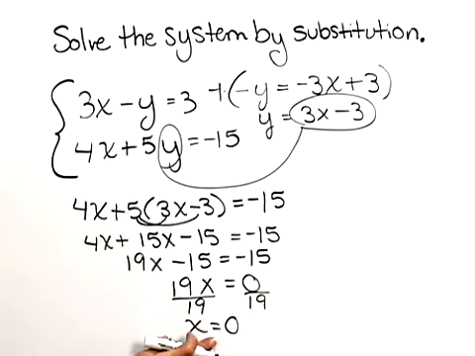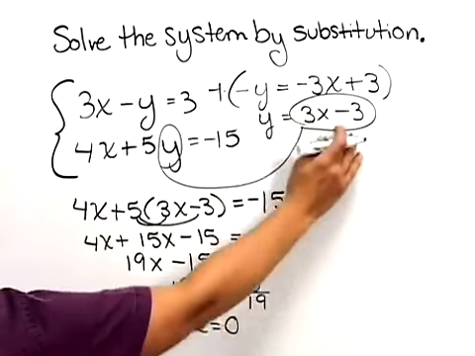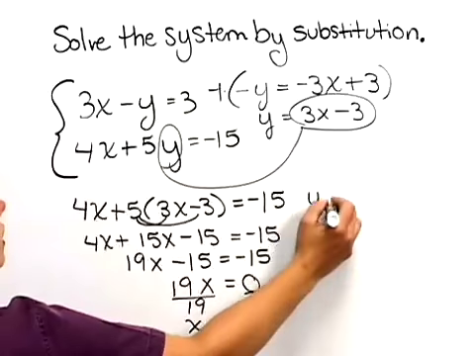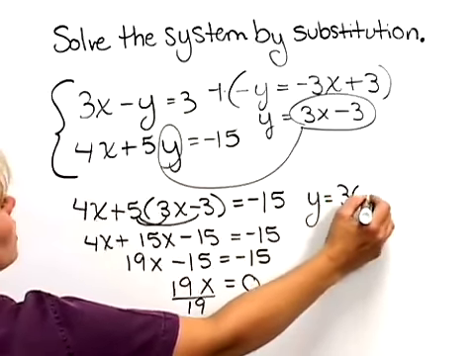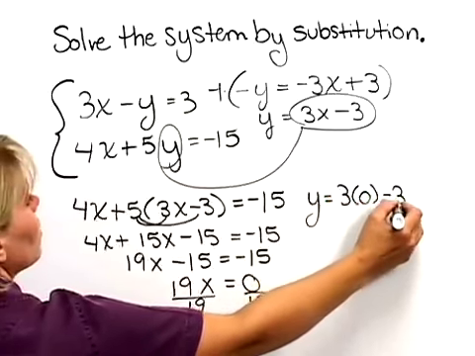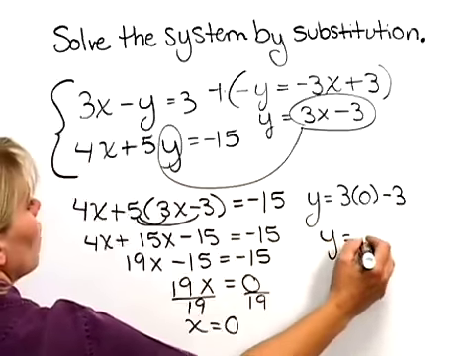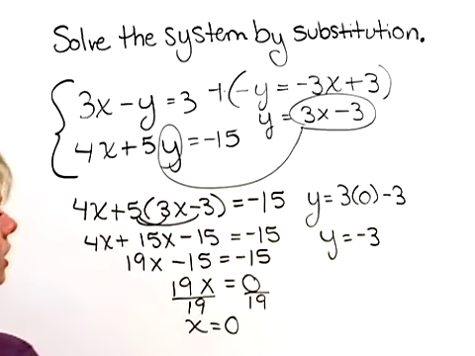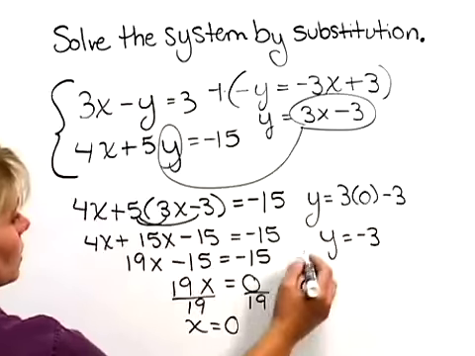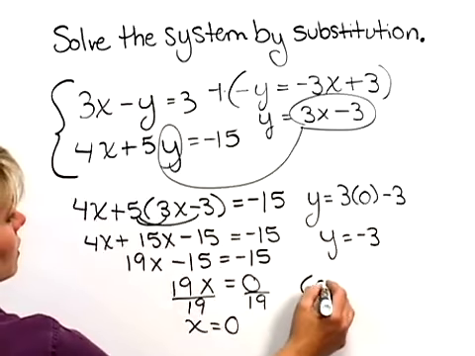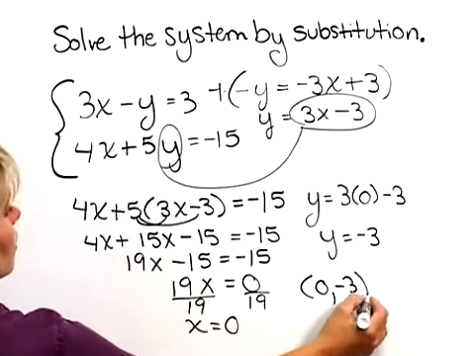Now that I know x is 0, I can replace it into this expression and find out what my y is. Y will be 3 times 0 minus 3, which ends up being y equals negative 3. So the point where these two lines will cross is (0, -3).